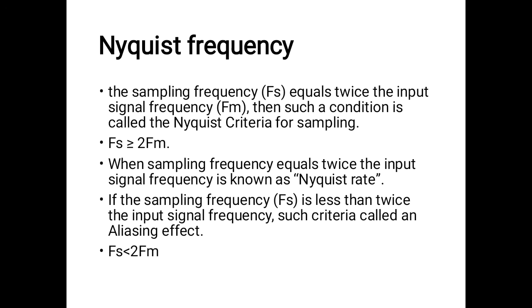Now next comes the Nyquist frequency. The sampling frequency should be at least twice the input signal frequency, or it should be greater than twice the signal frequency. Such a condition is called the Nyquist criteria for sampling, or simply Nyquist frequency. When the sampling frequency equals twice the input signal frequency, that is called the Nyquist rate. If the sampling frequency is less than twice the input signal frequency, then it is called the aliasing effect.